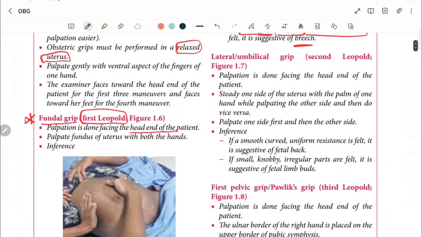Now next, moving on to the lateral grip or the umbilical grip. This is the second Leopold. So second Leopold is the lateral or the umbilical grip. Palpation is done facing the head end of the patient. Steady one side of the uterus with the palm of one hand while palpating the other side, and then do vice versa. So palpate one side first and then the other side.